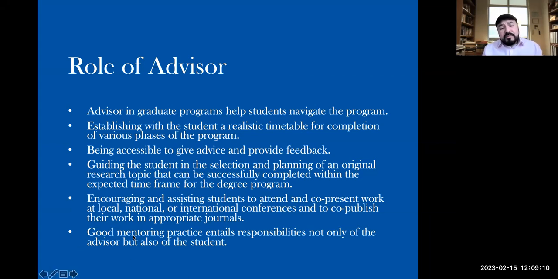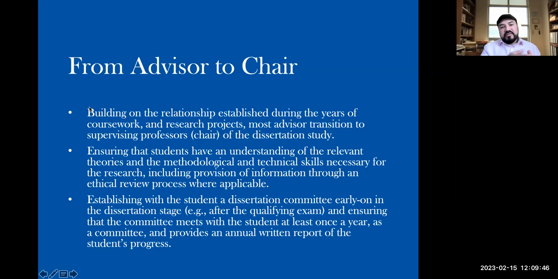But also remember that good mentoring practice entails responsibility, not only in the advisor, which is the faculty, but also in the student. Reach out to faculty members. Remember, you are only one student with one advisor. Many times as advisors, as faculty members, we have several students that we have to supervise. So acknowledge that mentor-mentee relationship so that it can be reciprocal and the learning can happen mutually. As a student, we also take responsibility and ownership of our role in how we seek this advisor. Then how do we shift from advisor to chair?